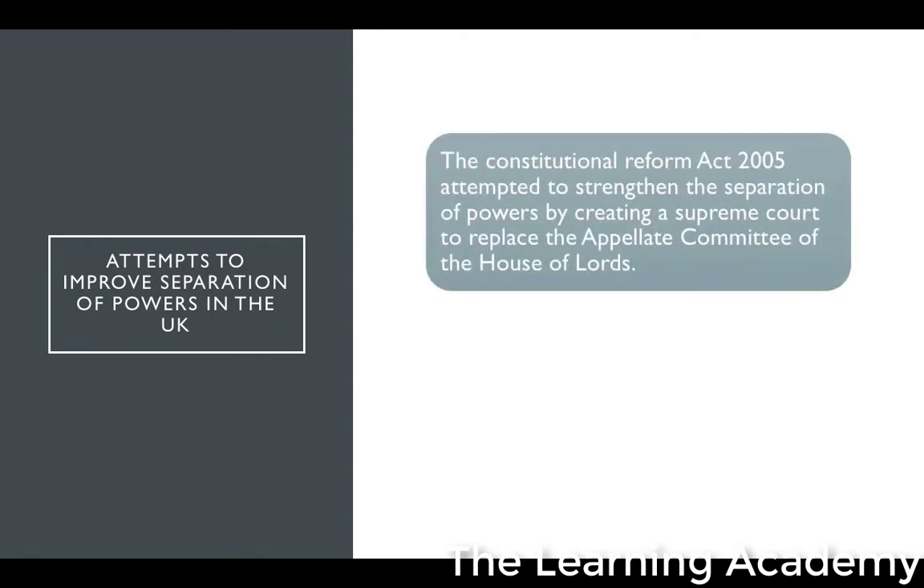There have also been improvements to try and attempt to create further separation of powers in the UK. The most significant of which is the Constitutional Reform Act of 2005, which attempted to strengthen the separation of powers by creating a Supreme Court to replace the Appellate Committee of the House of Lords.